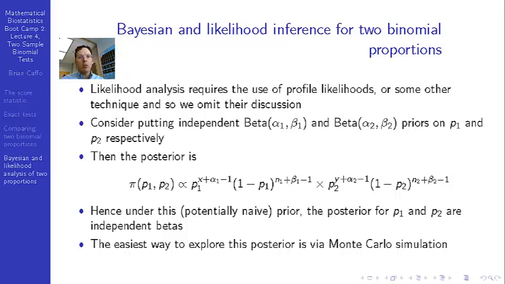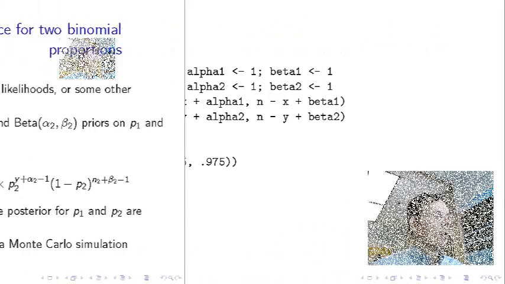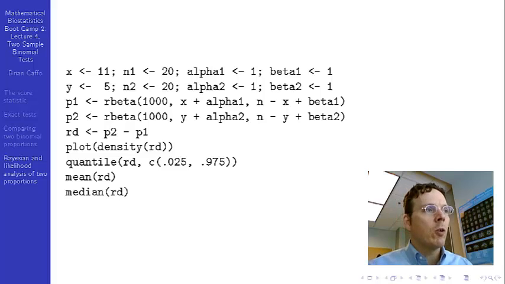And the easiest way to explore this posterior is with Monte Carlo simulation, and I'll show that right here. So it's very simple. Here I define my x, my n1, my alpha 1, my beta 1, my y, my n2, my alpha 2, and beta 2. And here I just used a uniform prior. If I have a beta with a 1 and a 1, that's just uniform. So I put a uniform on both P1 and P2.